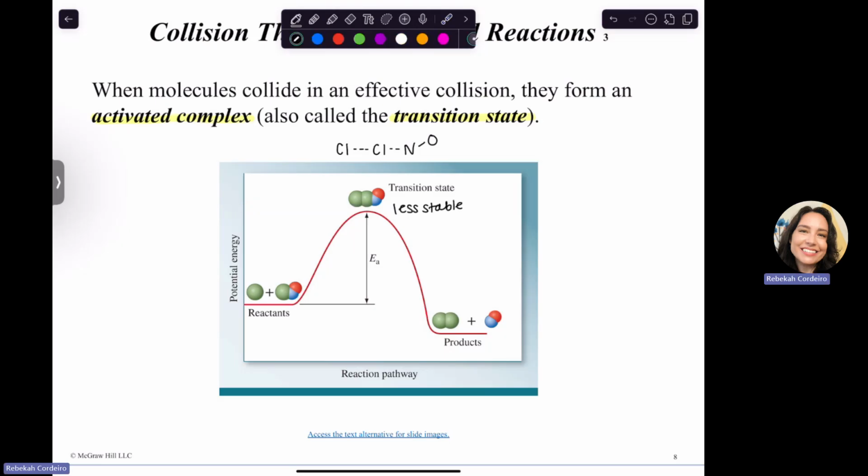Lower potential energy, let me just put it over here. High potential energy means less stable. Low potential energy means more stable. Just like if you were to set your phone on the table versus hold your phone up in the air for the length of this video, right? It's less stable if you hold it up in the air. You're more likely to drop it.